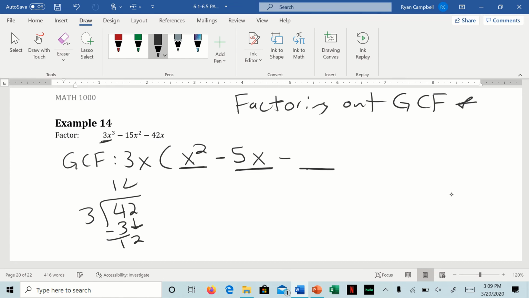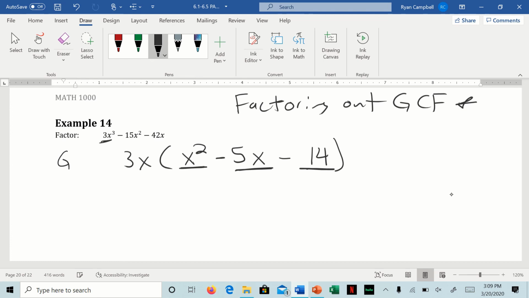Bring down the 2, and that's a 4. So 14. And then what times x gets you x? 1. Good. So hopefully you saw that we did literally the same thing that we've always done. We just made it a little better, or simplified it just a little bit, right? So factoring out the greatest common factor, this is how we did it.